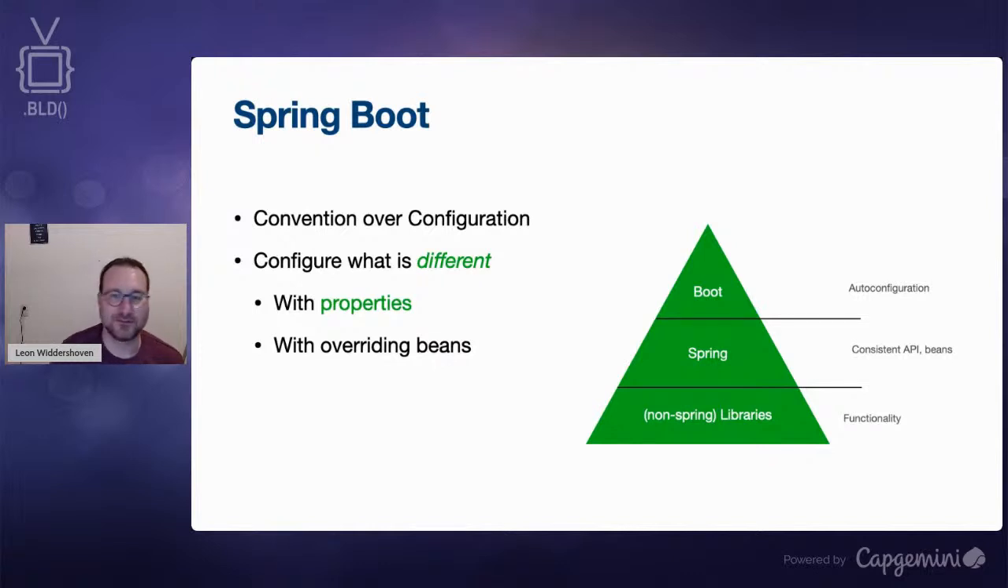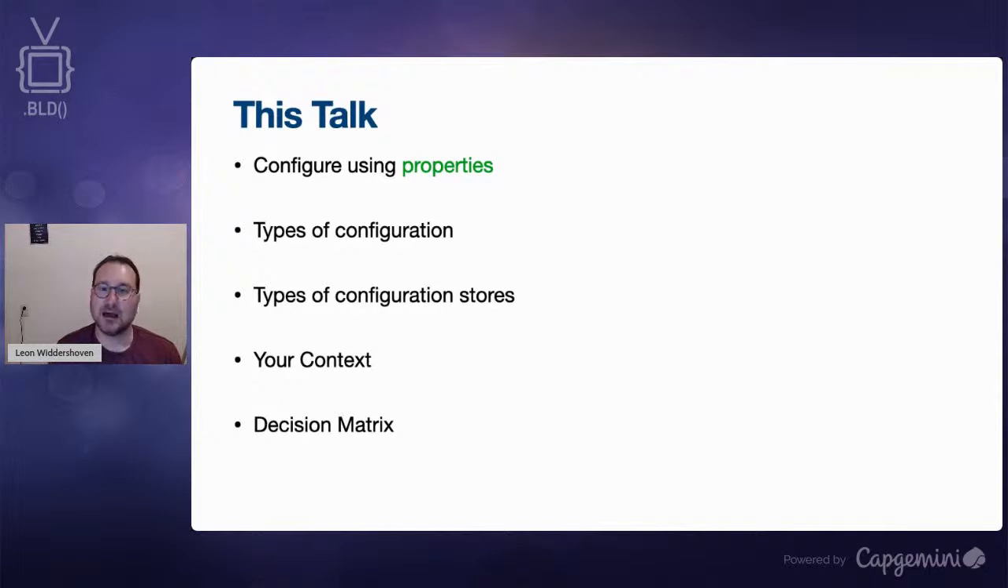So sure, that is Spring Boot. This talk is a bit more focused on the next section: how do you configure using properties, the types of configuration, the types of configuration stores, and your context. The types of configuration is what do the values mean? The types of configuration store is where do you park them while they are not being used, and how do you give them to the application? And your context, well, whether you have fast deploys or slow deploys actually matters when making a choice. And ultimately, there is a beautiful decision matrix that combines these in color.